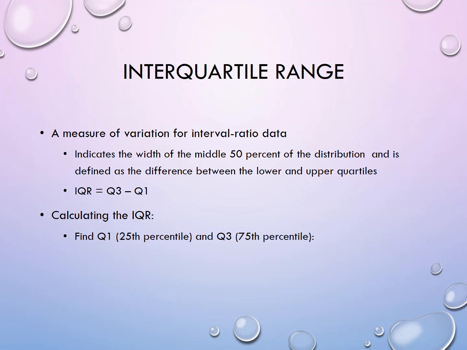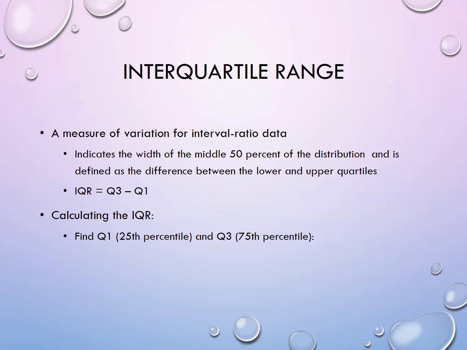The interquartile range is a measure of variation, like I said, for interval ratio data, and it indicates the width of the middle 50% of the distribution, and is defined as the difference between the lower and the upper quartile. So it's just Q3 minus Q1. And calculating it is really simple when we use a frequency distribution table.